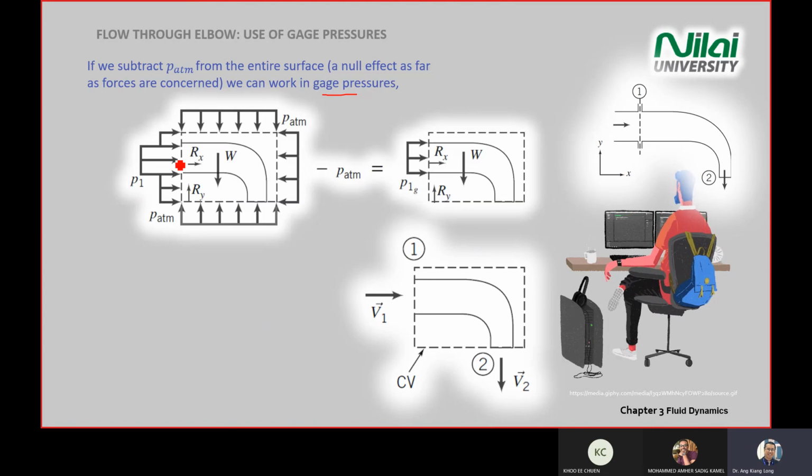So the next diagram you see on the screen here is the free body diagram that helps you to understand what is happening in the background. So originally, if you look at the free body diagram from the control volume here, you have pressure 1 going into section 1 here, plus the atmospheric pressure acting on all four surfaces of the control volume, plus the reaction forces Rx and Ry.